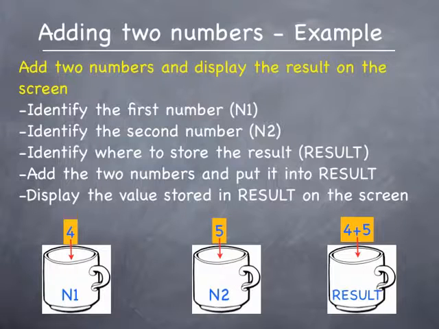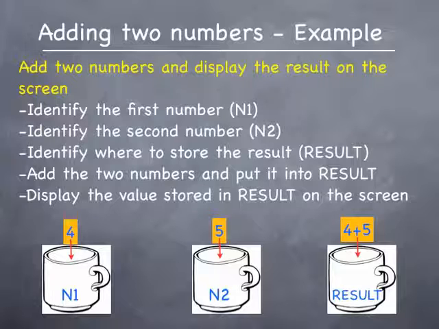Here is an example of a task to be accomplished. Let's say you want to add two numbers and display the result on the screen. The task can be broken down into a series of steps that I have mentioned on the slide. We begin with identifying the first number. This is then followed by identifying the second number. You then identify how you want to store the result of the addition, so you create a store or a container for the result. This is identified by a name, result.